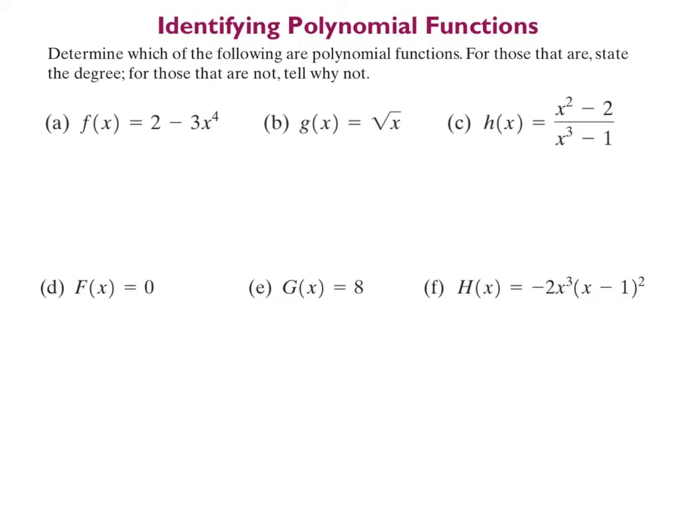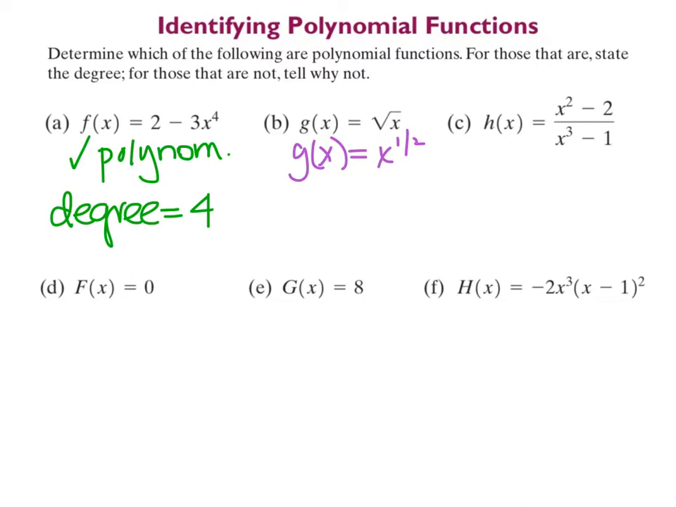So for A, we have f of x is equal to 2 minus 3x to the fourth. 2 is fine, that's a constant. We've got a minus and a something to the fourth power. This is a polynomial, and this is x to the 0 power, which is 1, and x to the fourth power. So the degree is going to be 4.